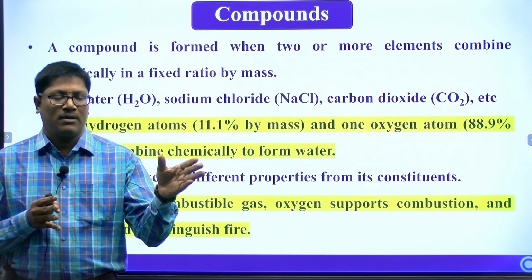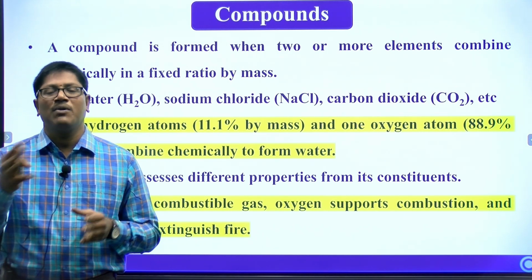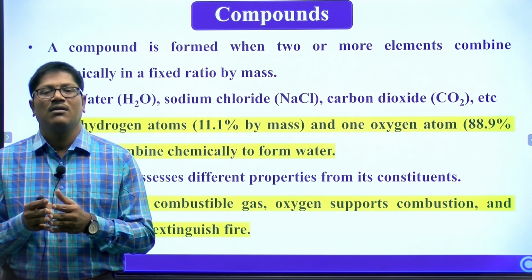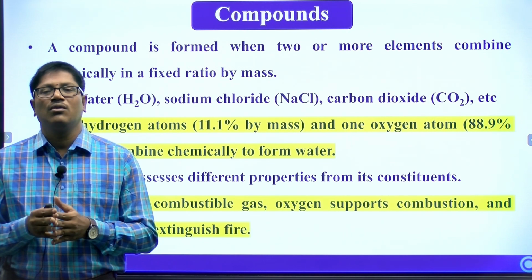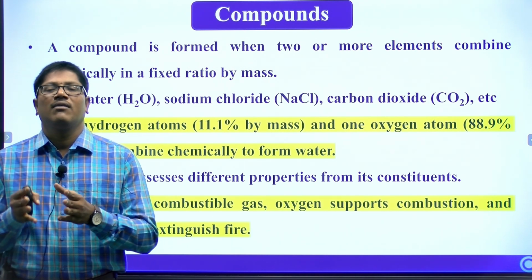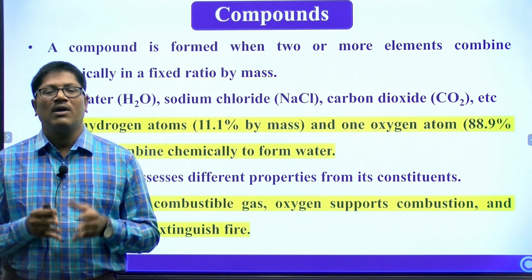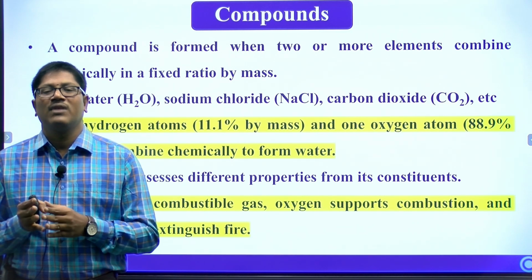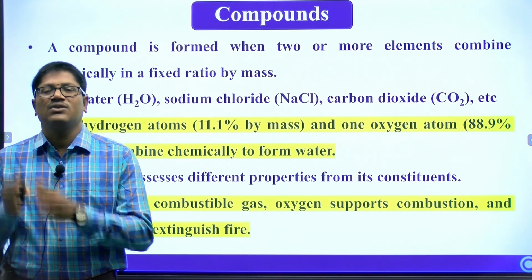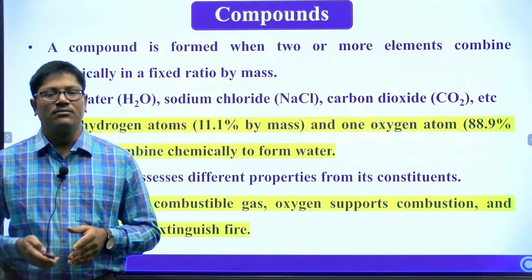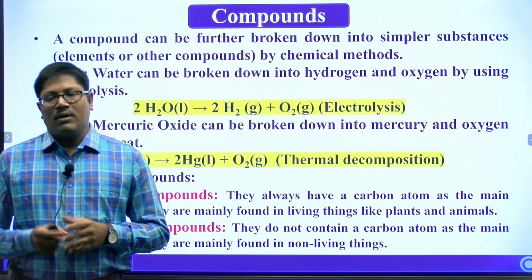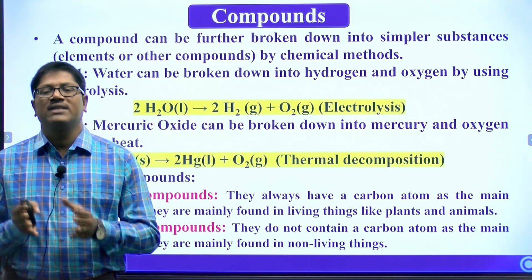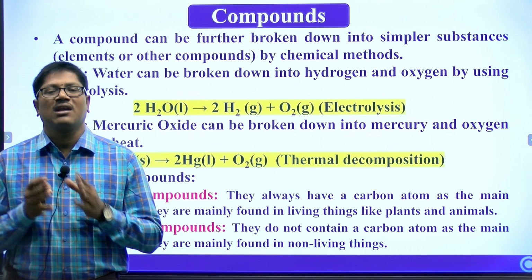Hydrogen is a combustible gas, whereas oxygen supports combustion, but the water which is formed from hydrogen and oxygen is used to put off the fire. It is used in fire extinguishers. Therefore, what we can conclude is that the properties of a compound are different from the properties of its constituents through which it is made up of. And further, a compound cannot be broken down into its constituent particles like elements or compounds.